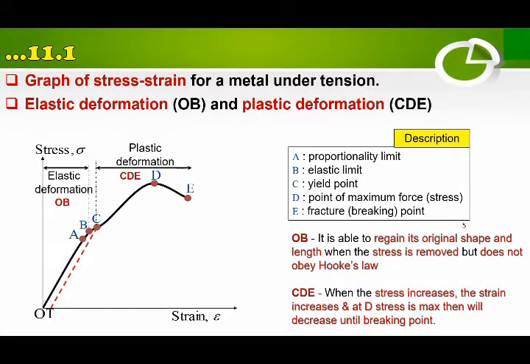From the graph of stress versus strain for a metal under tension, we will discuss the elastic deformation and plastic deformation. From the graph, the OB region is known as elastic deformation. In this region, the material is able to regain its original shape and length when the stress is removed, but it does not obey Hooke's law if it exceeds point A.